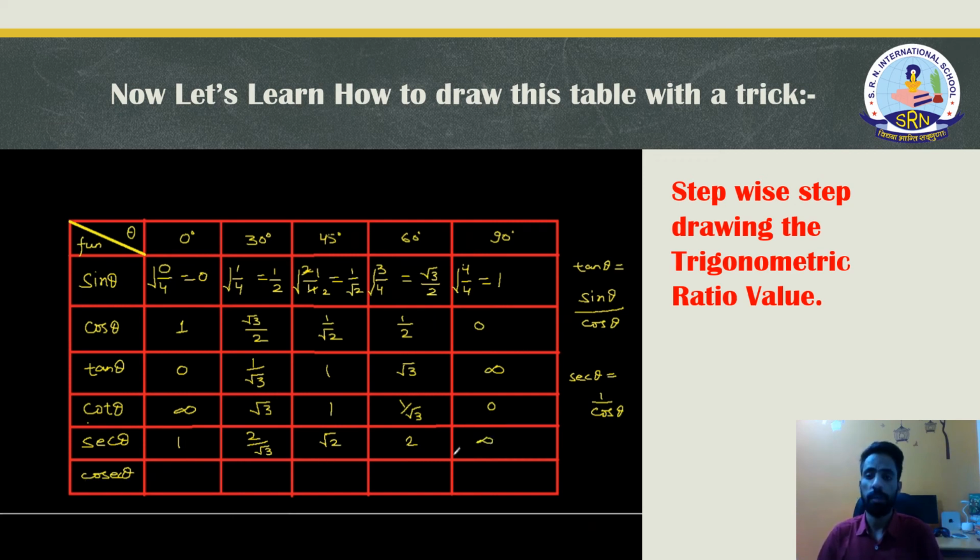Now for cosec theta, once again we'll be writing the values in the reverse sequence. So infinity will come first, then 2, root 2, 2 by root 3, and the last one is 1. So this is the trick we can learn to draw this table for all the 6 trigonometry functions for the first quadrant angle values, that is 0, 30, 45, 60, and 90 degree.